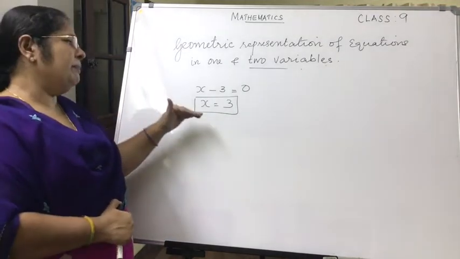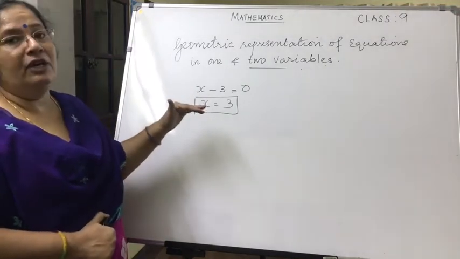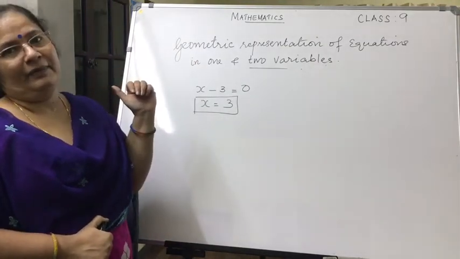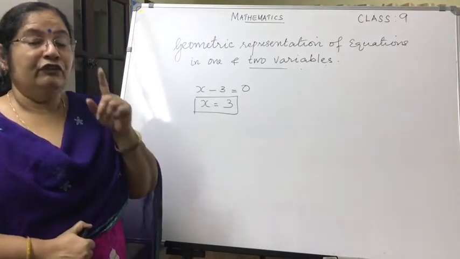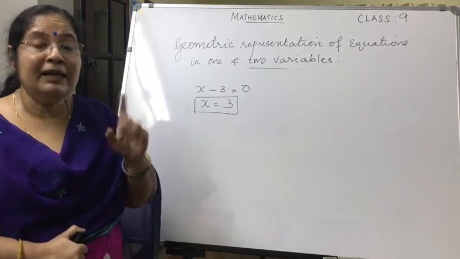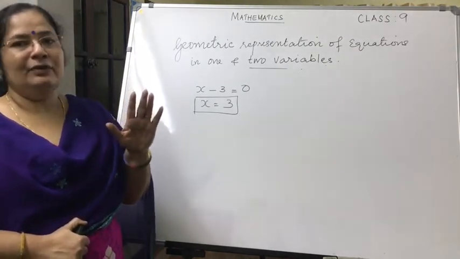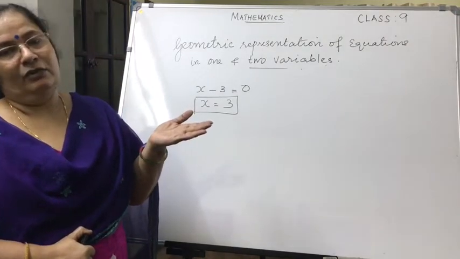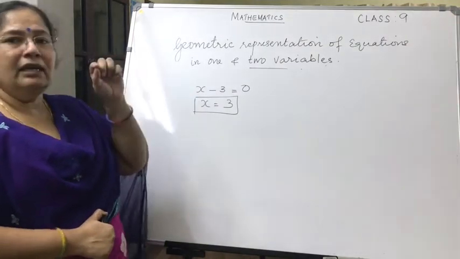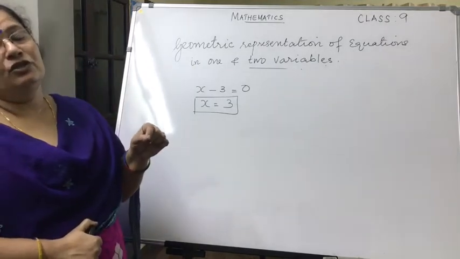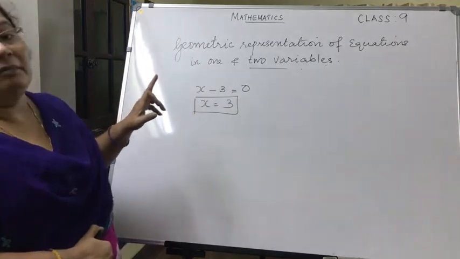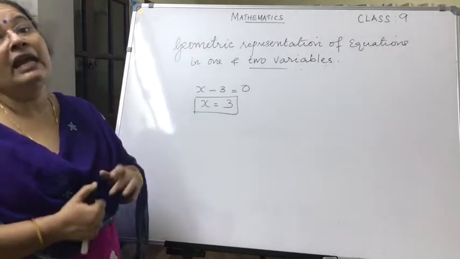Now, how will you represent this equation in one variable geometrically? For that, what we do? We use a number line. Because it is a single solution, you need only a number line. Only one unique solution is there, only one single value. So, you will represent an equation in one variable using a number line.